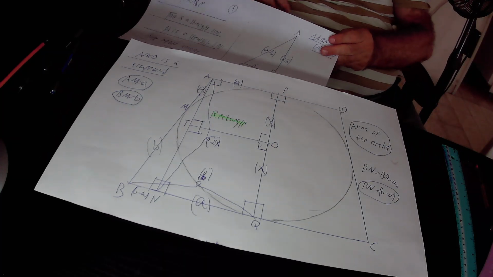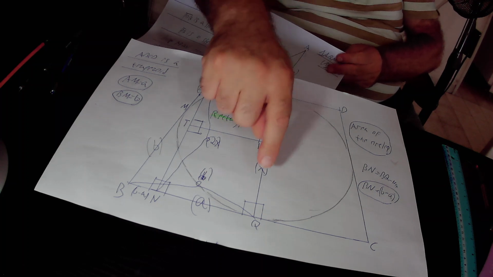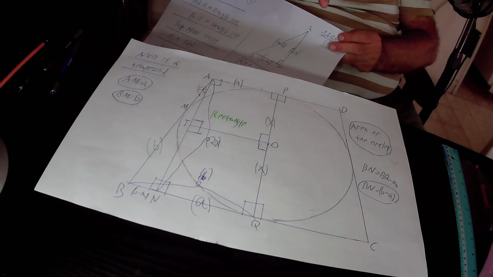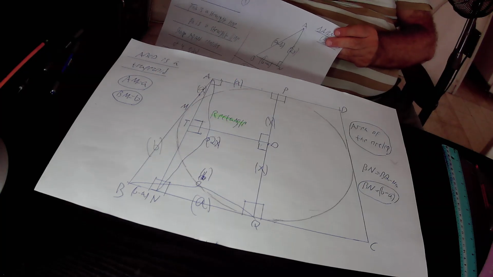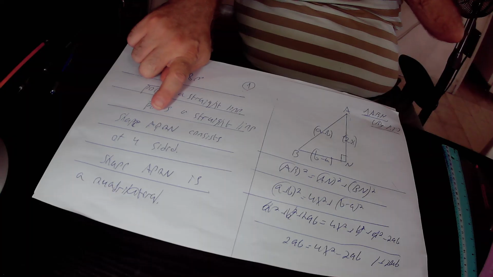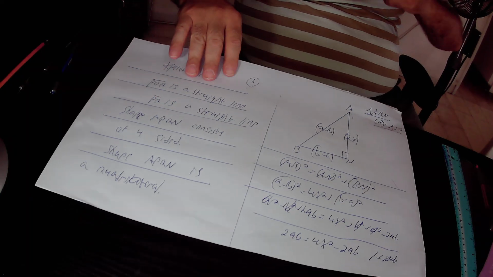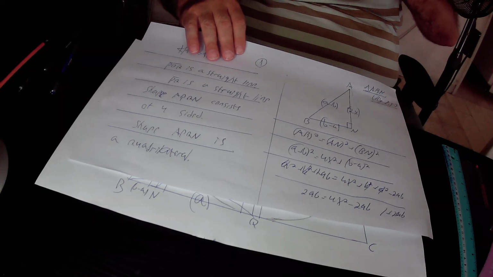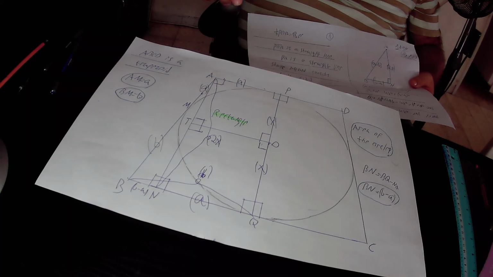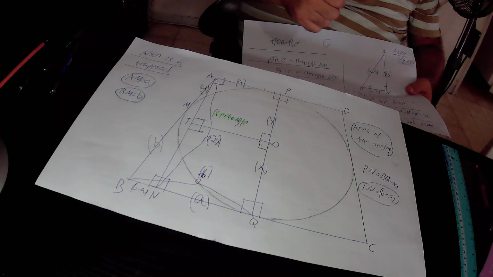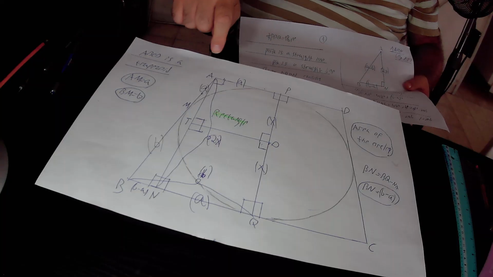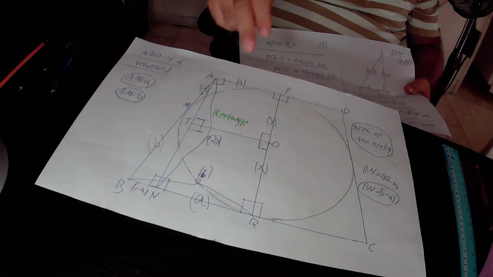Shape APQN consists of 4 sides: 1, 2, 3, 4. And therefore, shape APQN is a quadrangle because it consists of 4 sides. Inside quadrangle APQN, we have 4 right angles. And according to rule 5, any quadrangle that has 4 right angles must be a rectangle or a square. So we name quadrangle APQN a rectangle because it has 4 right angles.